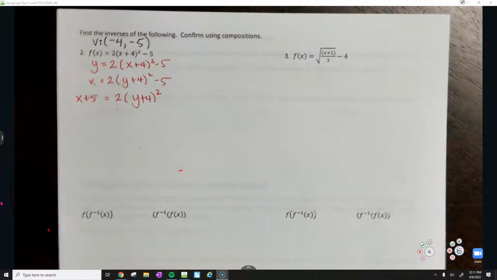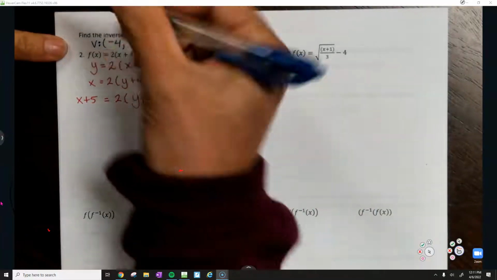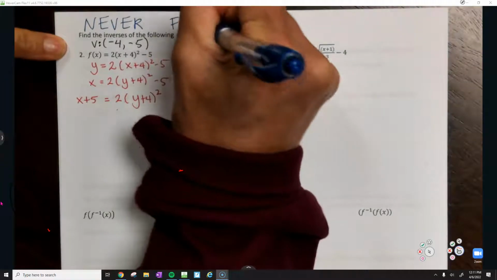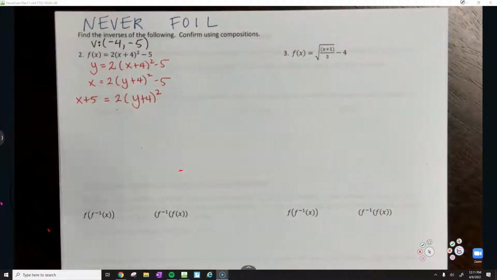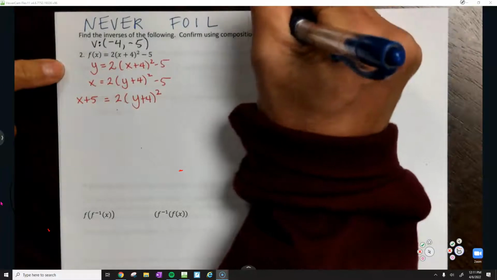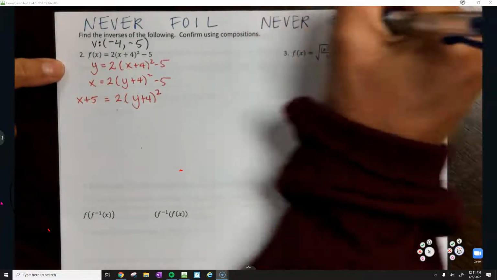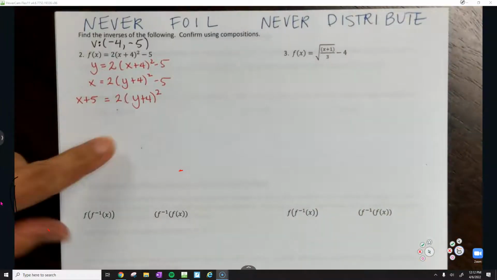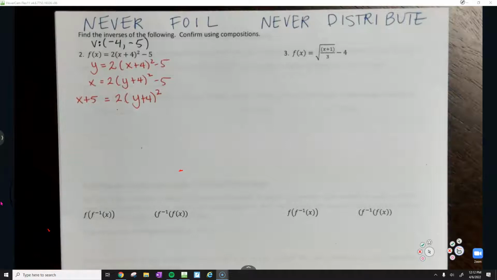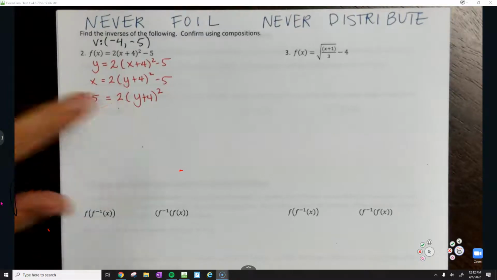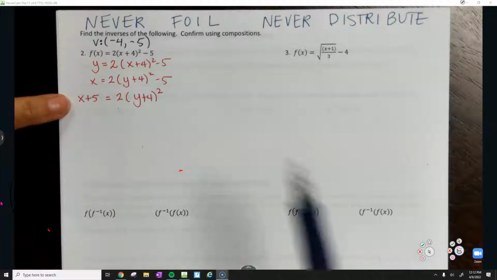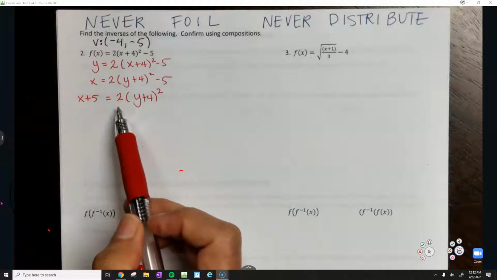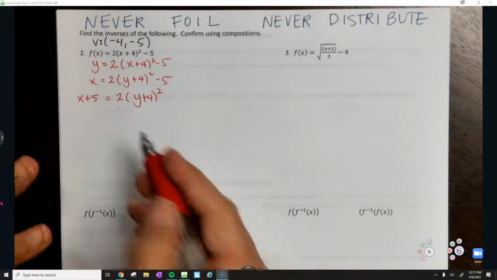Oh, and I told the other classes, hold on a second. Guys, will you please write this down? You're never going to FOIL. You're not going to do that whole first, outer, inner. You are also never going to distribute. So if you're staring at that and you're like, oh my gosh, I have to FOIL that, no, you don't. Don't FOIL it. Don't distribute the 2. Don't do anything like that. So from this step right here, we're going to divide by what's in front of the parentheses. So divide both sides by 2.